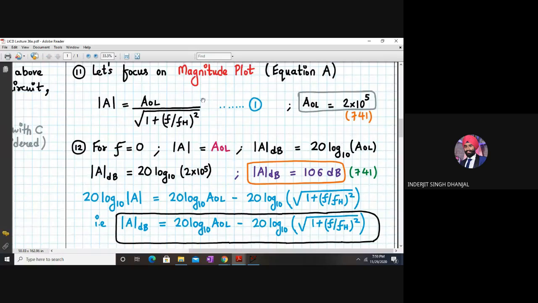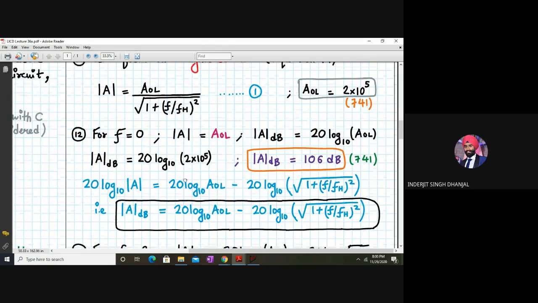Now, concentrate on this equation number 1 again. For f equal to 0, straight away we can write mod of A will be equal to AOL. That means in terms of dB, mod of A in dB will be 20 log to the base 10 AOL, that means 20 log to the base 10 of 2 into 10 raised to 5. If you calculate this number in a calculator, you will get the gain in dB as 106, right? So the gain at f equal to 0 will be 106 dB for the 741 op-amp.